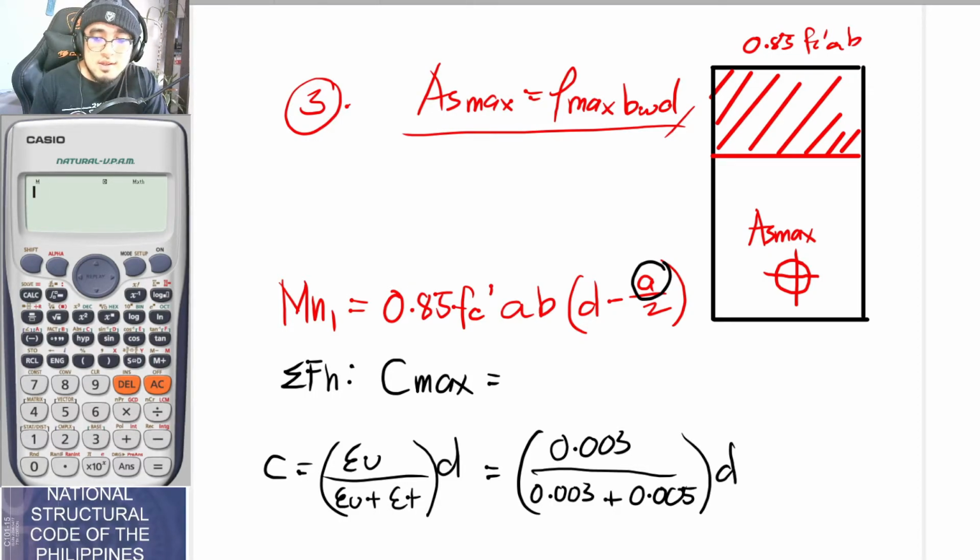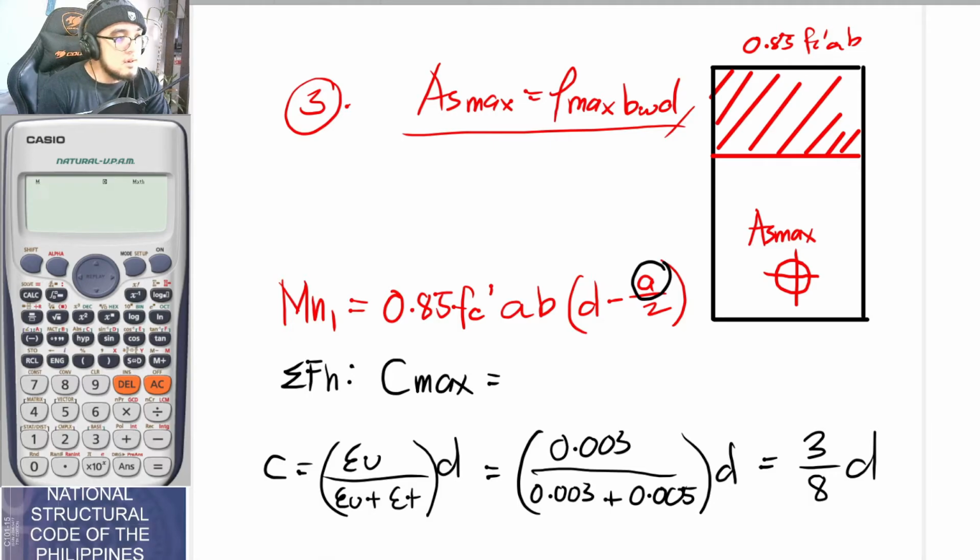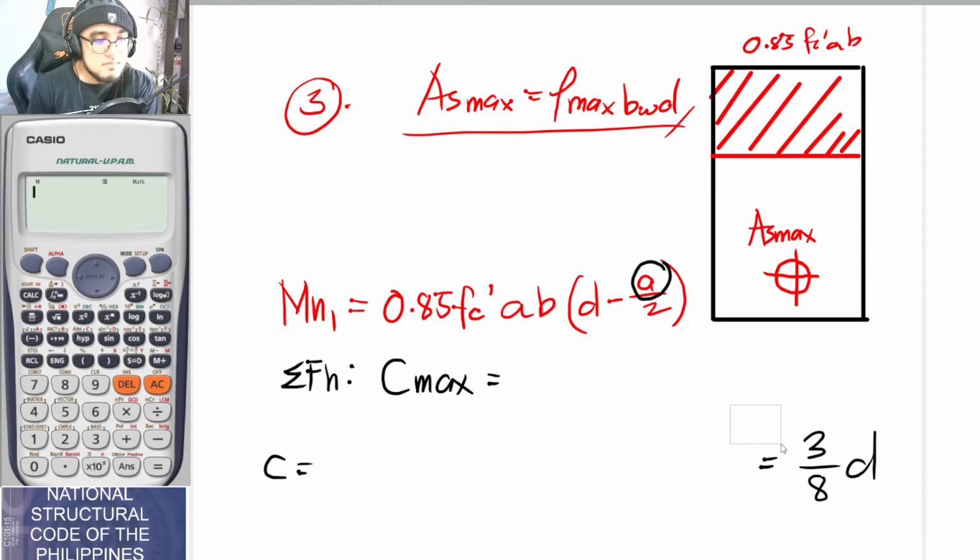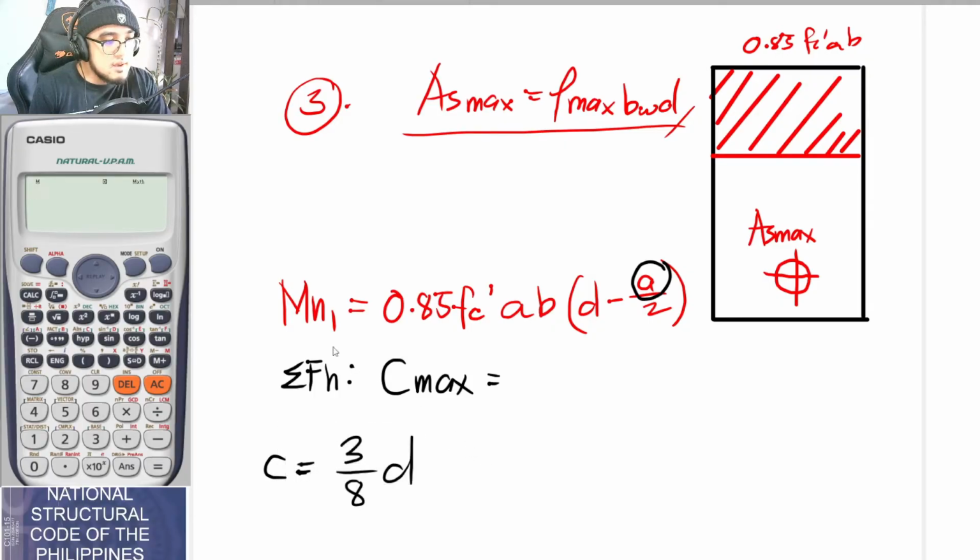So guys, take note that this is just one way. It is a shortcut if you want to use it. If not, and if you want to use the more traditional way, which I showed you a while ago, it will be up to you. But to save you some time in solving, you can actually use this. So simplifying this, this is now to be equal to 3 over 8 d. So 3 over 8 d. This is actually for tension controlled. By NSCP provision, you can also use c is equal to 3 over 7 times d.